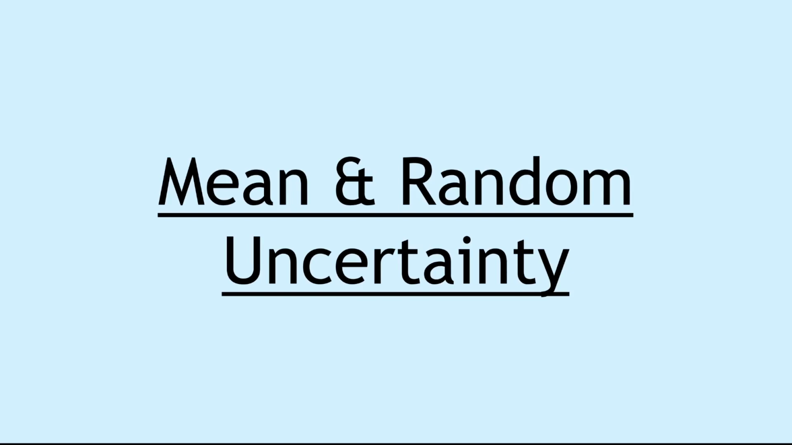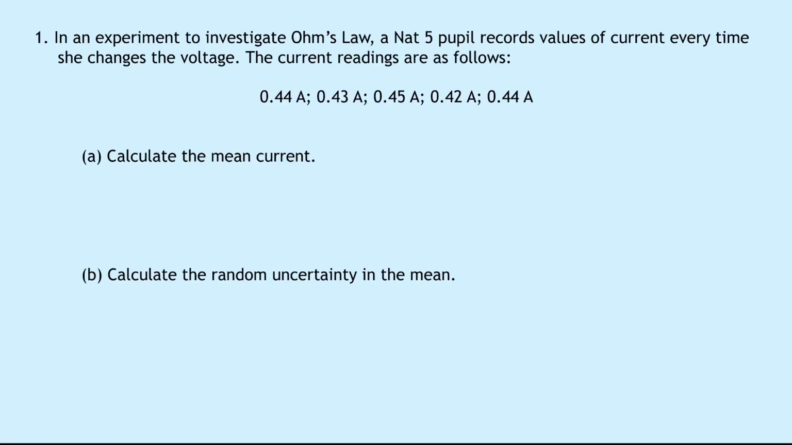The first few are broken down into parts, and the last one is just one big question. So let's get going with this. Question 1 says, in an experiment to investigate Ohm's law, a Nat5 pupil records values of current every time she changes the voltage. The current readings are as follows. So we've got these 5 values here, and it says calculate the mean current. So it should be quite straightforward.